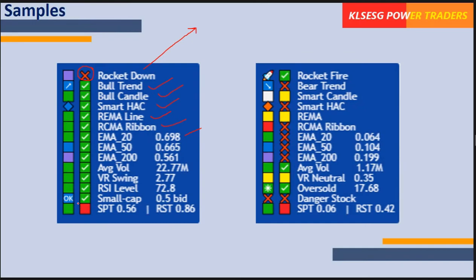Okay. Now this one you can ignore. This is just to show you the support and resistance. That one is green and red, right? You can ignore this part, from here to here, right?